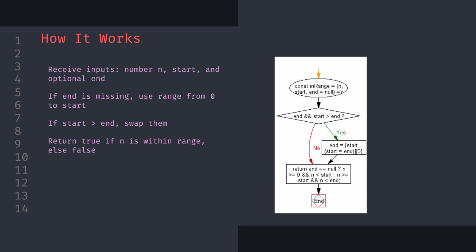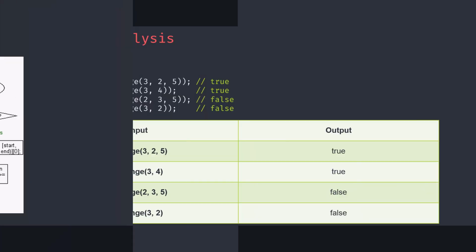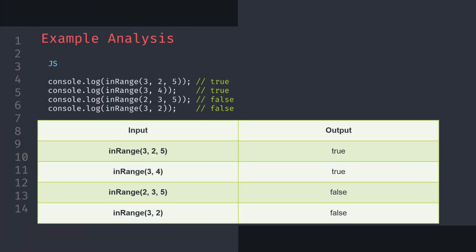The logic uses simple comparisons and a clever destructuring swap technique to handle ranges in any order. This makes it robust and reusable for many scenarios. With different combinations of inputs, the function correctly identifies whether the number is inside or outside the specified range. It adapts flexibly to missing or reverse parameters.